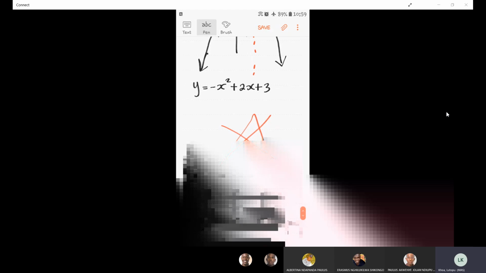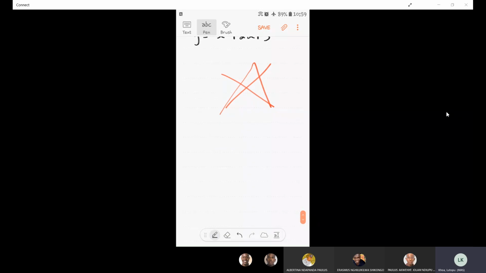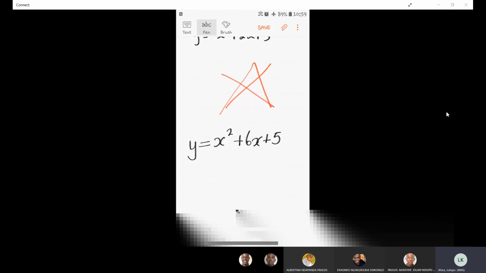Let's look at one more example of sketching a parabola. Let's say we have y is equal to x squared plus 6x plus 5. Now we are asked to sketch this parabola. The steps that we follow will be exactly the same. We need to determine the shape, the maximum or minimum turning points, our y-intercept, the x-intercept, then the axis of symmetry. After we've determined all those points, then we just draw a nice sketch.